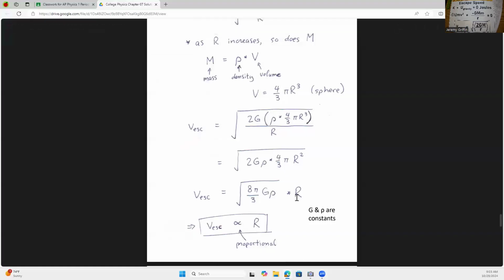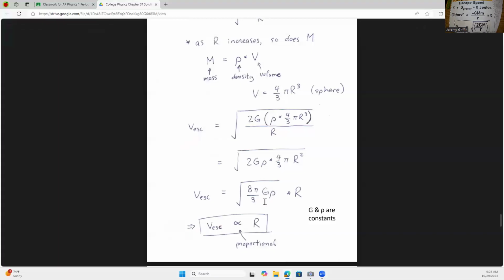That's it. Everything in that root, if you notice, is all constants. 8/3, that's a constant. Pi is a constant. G, that's the universal gravity constant, the 6.67 number. Rho could be the density of the planet. We're assuming that's a constant too. Okay, so there you go.